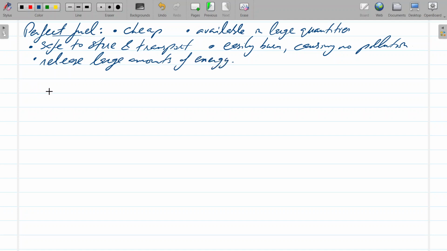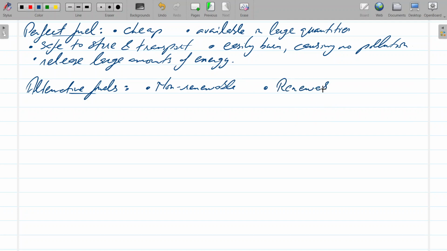Now, obviously, right, there's no such thing as a perfect fuel. And again, right, the primary fuel that we use in the world are fossil fuels. There are others, alternative fuels, and there are two types. So there are non-renewable, right, which are used up and you don't get more of them. And then they are renewable, right? Renewable doesn't mean that they're recycled, it just means you can get more of them, right? More is available easily.